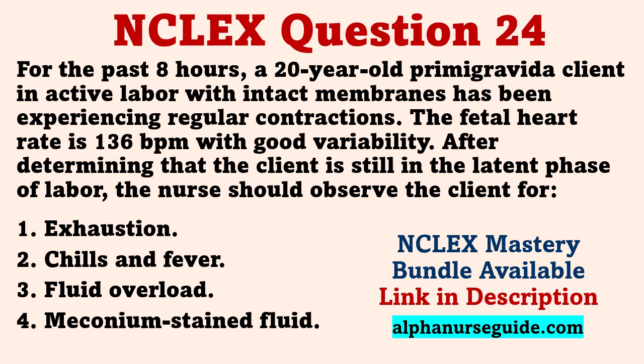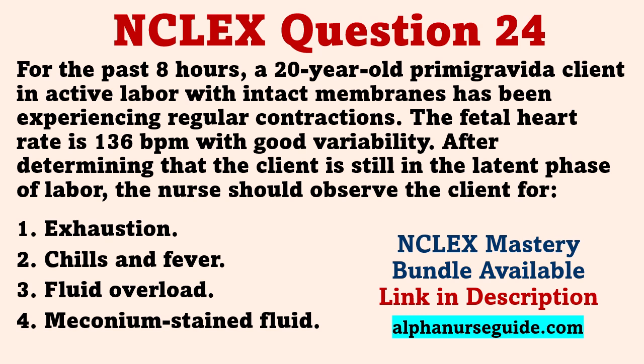For the past 8 hours, a 20-year-old prima gravida client in active labor with intact membranes has been experiencing regular contractions. The fetal heart rate is 136 BPM with good variability. After determining that the client is still in the latent phase of labor, the nurse should observe the client for 1. Exhaustion. 2. Chills and fever. 3. Fluid overload. 4. Meconium-stained fluid.